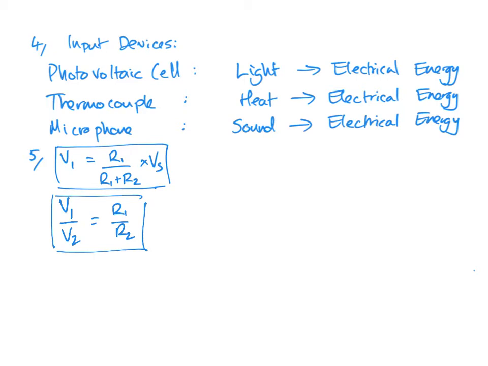Okay, so there's two that we can define together. They're both known as potential divider or voltage divider equations. So V, whether it's V1 or V2, stands for voltage measured in volts. R, whether it's R1 or R2, stands for resistance measured in ohms. And Vs, just to be precise, is the supply voltage.